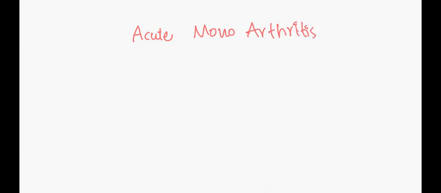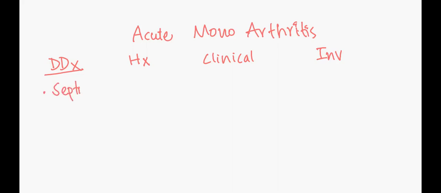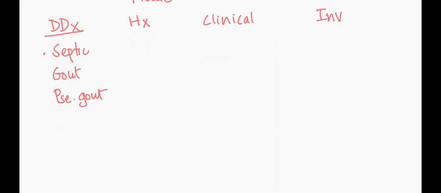আমাদের অ্যাপ্রোচটা হবে, first of all, we will set the differential diagnosis, then we will set the points for history, then we set the points for clinical exam, and then we will consider the investigation approach. So what are the differential diagnoses of acute monoarthritis? The number one differential diagnosis would be septic arthritis. Number two will be gouty arthritis. Number three will be pseudogout. Number four, this could be a traumatic arthritis, so due to trauma.